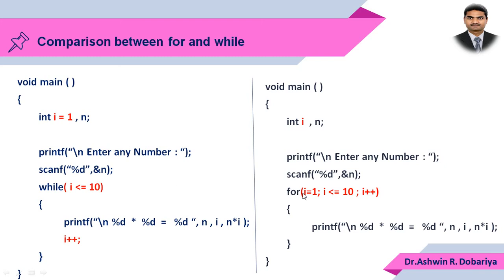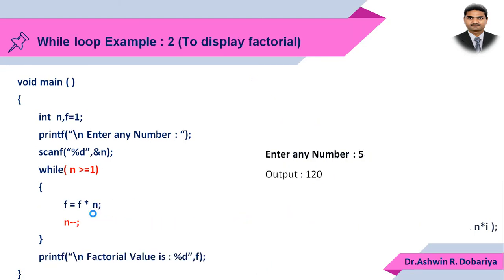Whatever program you can write using a for loop, the same program you can write using a while loop, and vice versa, right? So this is the comparison. Let's see the second example of while loop, which is the factorial value. So we know what factorial is.